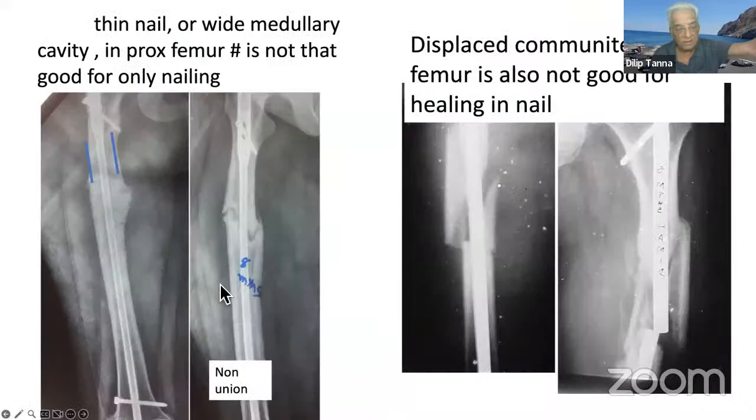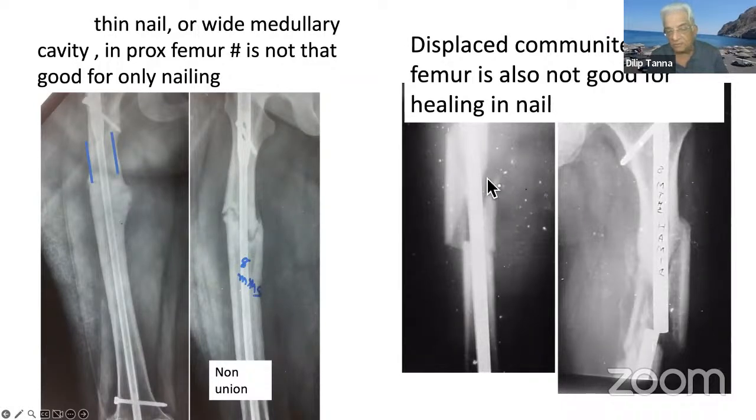except a reduction. Now you can see here, this is a thin nail in a wide medullary cavity in the proximal femur fracture. It's not that good for the nail. There is a very thin nail. Even proximally, it doesn't have much hold, and even distally, it doesn't have much hold. So this thin nail will give rise to movement, and you will always get instability there. So the thinner the nail, particularly when it is not having any hold on any of the fragments, is not a good situation.